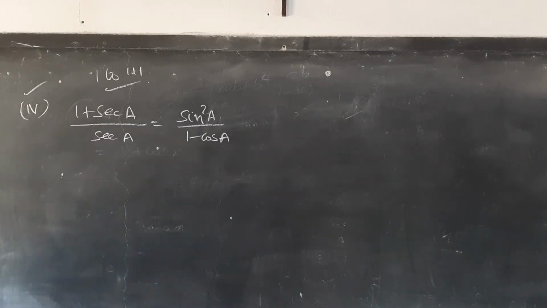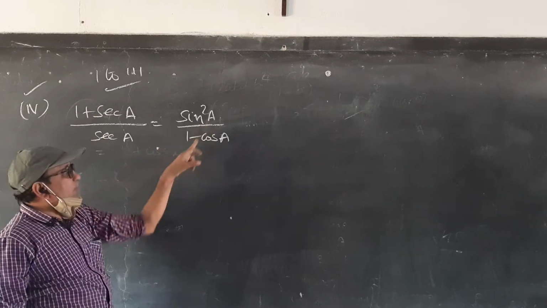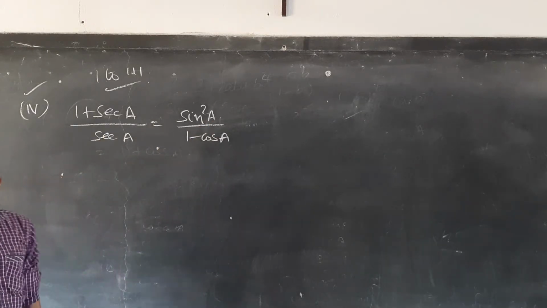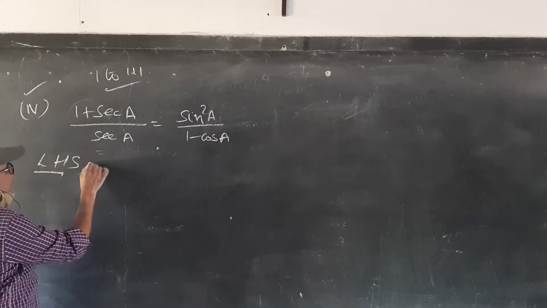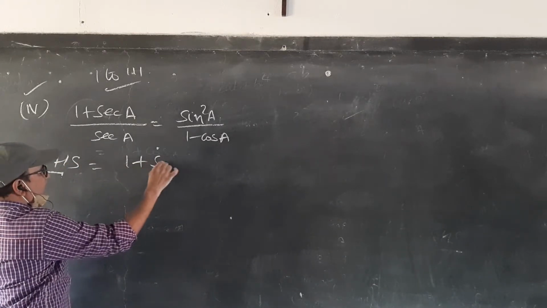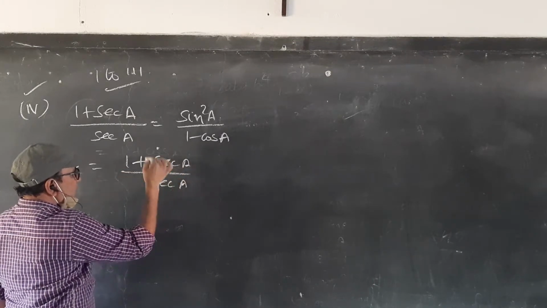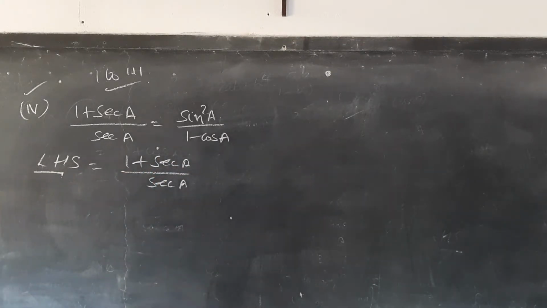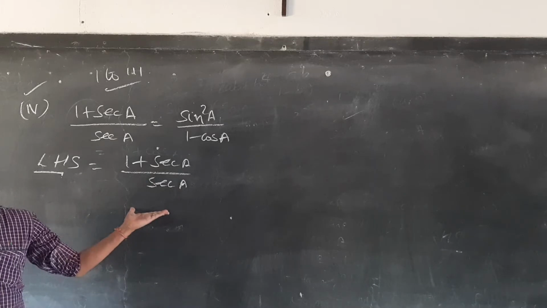So now the fourth question is (1 plus sec a) upon sec a equal to sin square a upon (1 minus cos a). Simply write the left hand side first. You start from the left hand side: (1 plus sec a) upon sec a. Very first step, what do you do? Just think of it as 1 upon cos a. Divide separately.